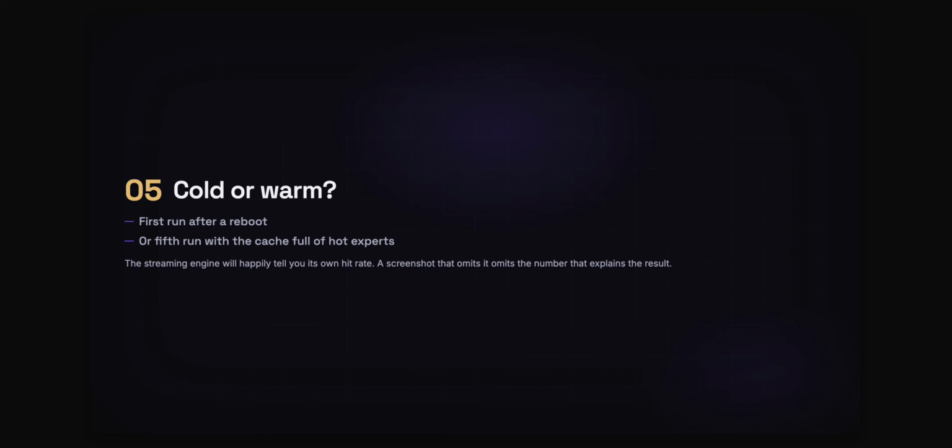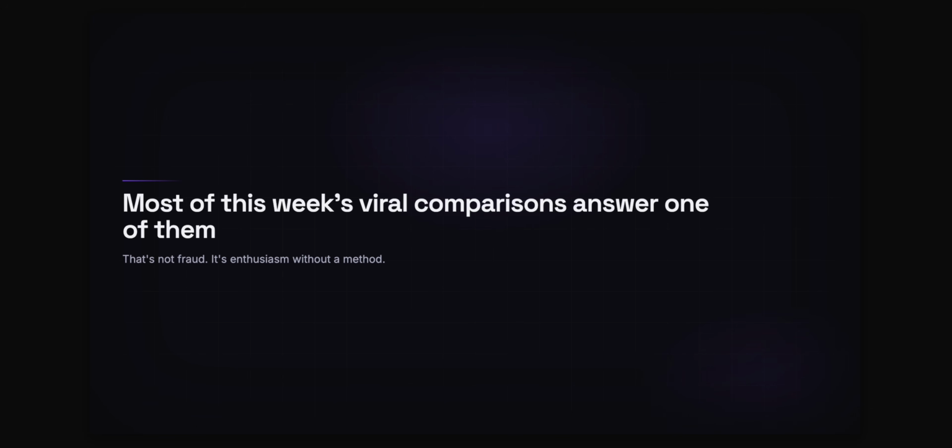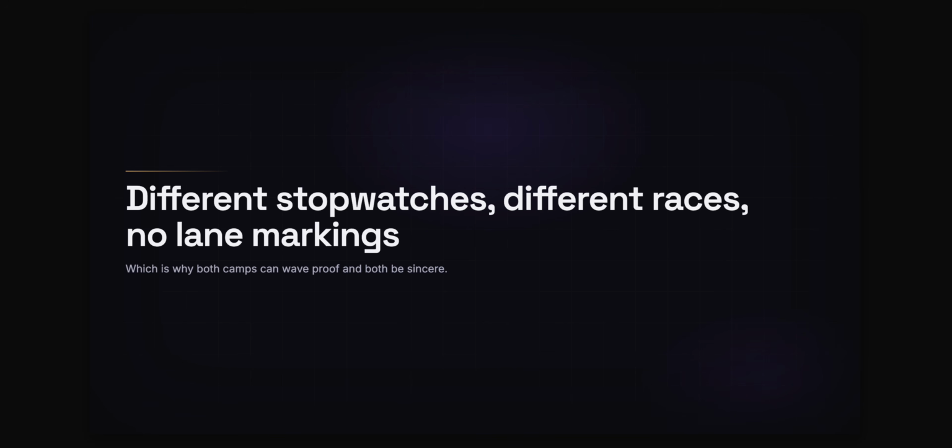5. Cold or warm. First run after a reboot, or 5th run with the cache full of hot experts. The streaming engine will happily tell you its own hit rate. A screenshot that omits it is omitting the single number that explains the result. 5 questions, and most of this week's viral comparisons answer one of them. That's not fraud, it's enthusiasm without a method, but it's why the 2 camps can both wave proof and both be sincere. Different stopwatches, different races, no lane markings.